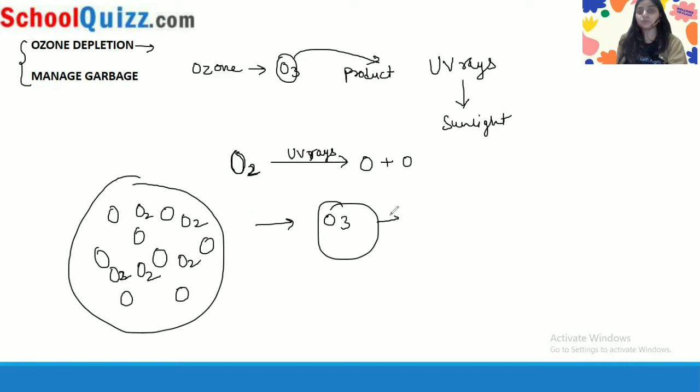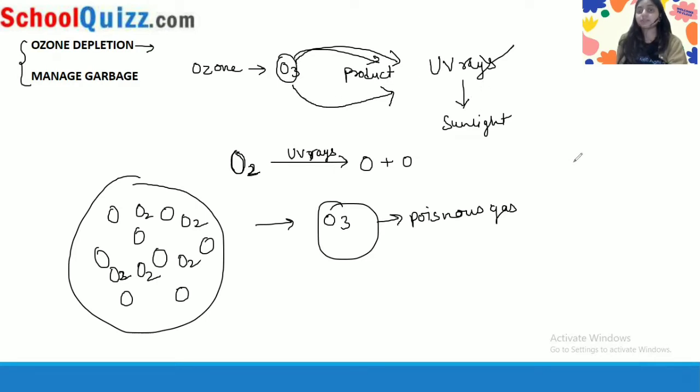But ozone is a poisonous gas. However, when it forms a layer in the topmost upper atmosphere of the earth, that becomes helpful for us. Why? Because it is protecting us from the UV rays coming from the sunlight. Isn't it interesting? This ozone is the product of the UV rays, but it is protecting us from the UV rays again.